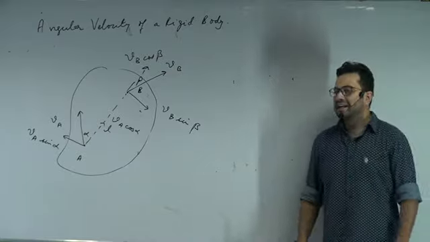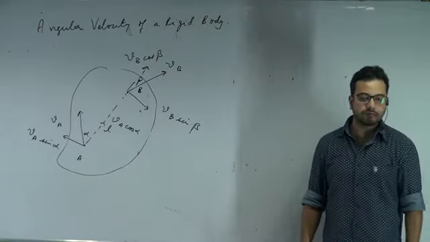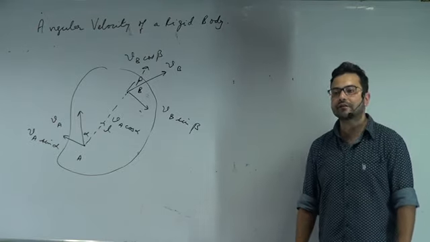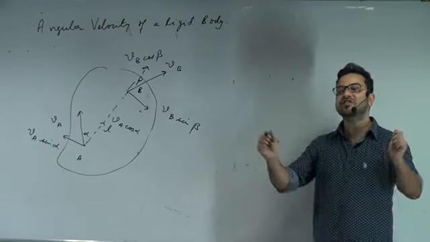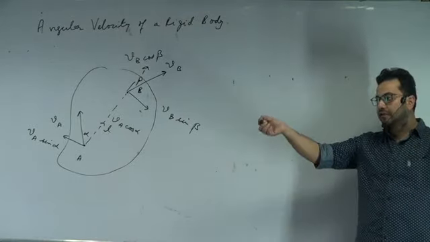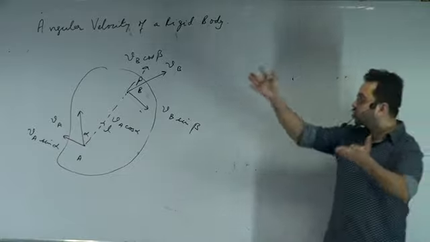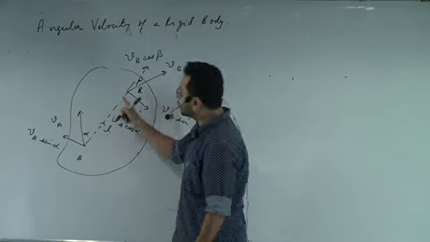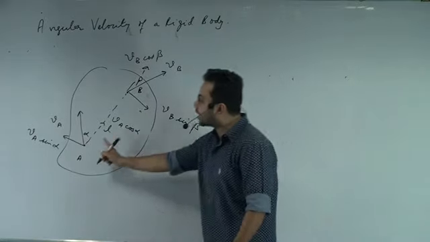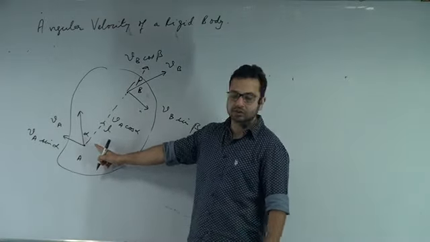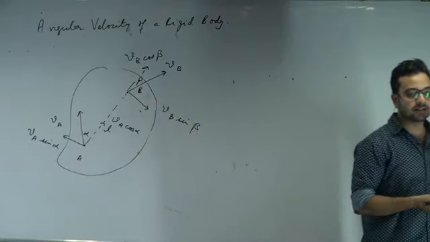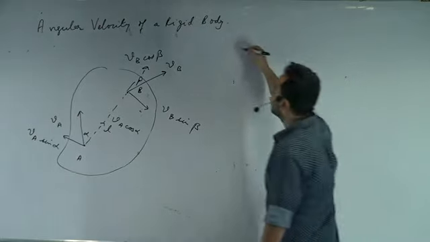Now 2 things come from here. First of all, is the constraint valid here? What was the constraint in the string? Yes, the length of the string does not change. So can you tell me, is the distance between these 2 points going to change? It's not going to change. So what will be the constraint equation here? VA cos alpha is equal to VB cos beta. Is that correct? So that will certainly hold true.